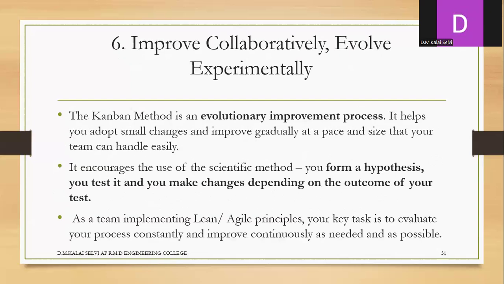Kanban is an evolutionary improvement process. It helps to adopt even small changes and also gradually helps to handle the size of the team. It encourages the use of the scientific method. You form a hypothesis, you test it, and you make changes depending on the outcome of your test. Thank you.